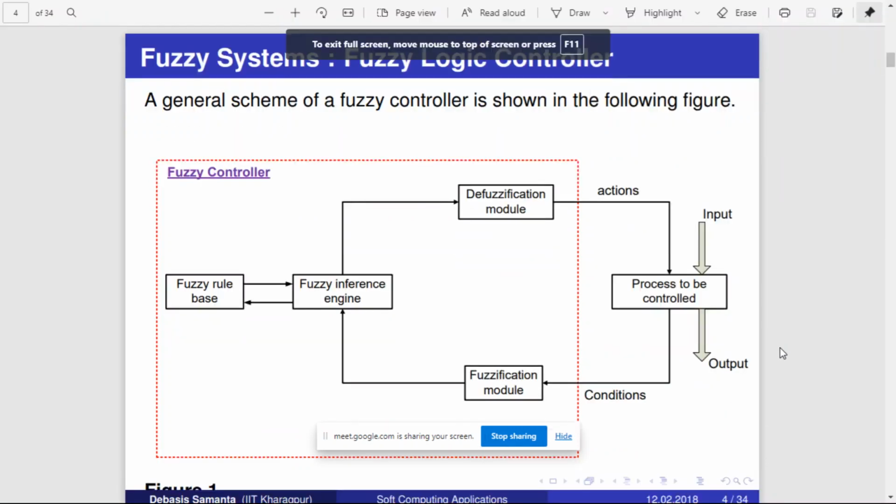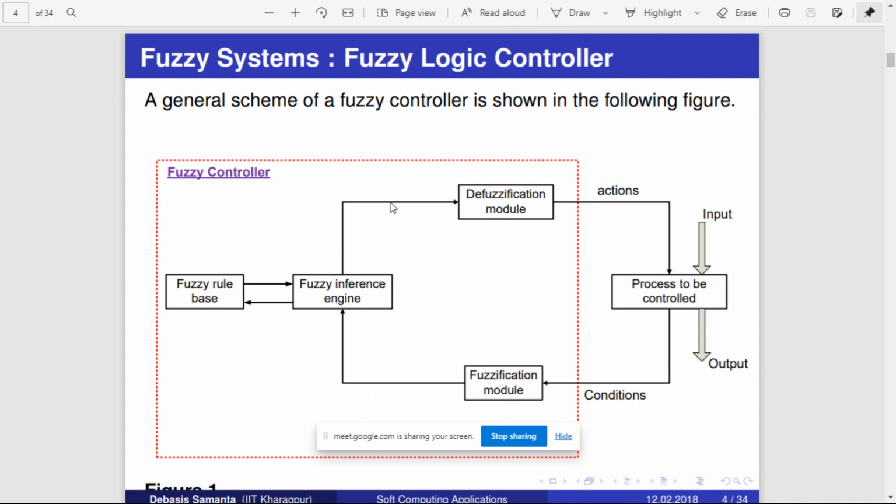So basically we are discussing the fuzzy logic controller. It takes a crisp input, and this crisp input is converted to a fuzzy value through the fuzzification module. This is then processed by the fuzzy inference engine using fuzzy rules, and the inference engine is the one that produces the output.